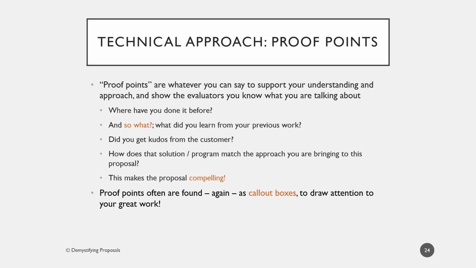Proof points are whatever you can say to support your understanding and approach and show the evaluators you know what you're talking about. Where have you done it before? And then don't forget the so what. What did you learn from your previous work? And did you get kudos from the customer? How does that solution and program match the approach you're bringing to this proposal? That's what makes a proposal compelling. Proof points often are found again as call-out boxes to draw attention to the great work that you've already done.